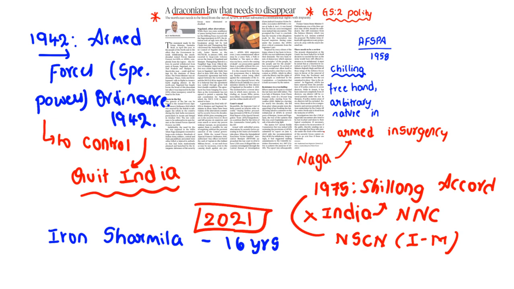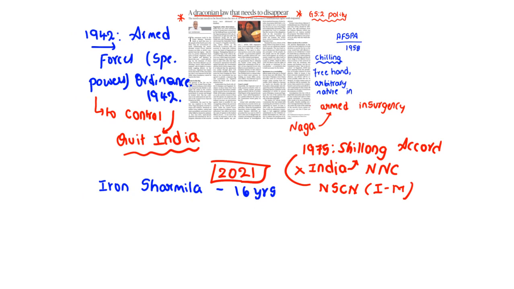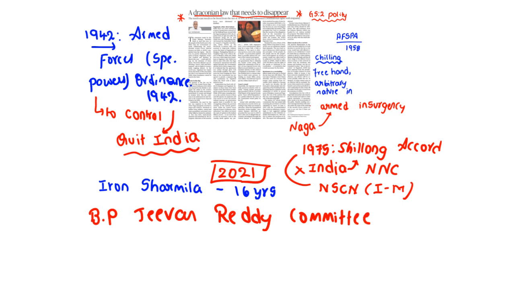I think this is sufficient for you to understand that. And in history, there is one committee called the BP Jeevan Reddy Committee. What is that committee? This committee recommended the removal of AFSPA, but wanted the powers to be given to the UAPA, the Unlawful Activities Prevention Act. So the government thought there was no need to move provisions from one law to another, so it asked to leave that issue completely free. Clear?